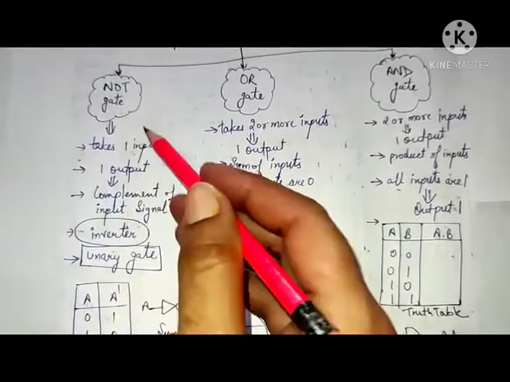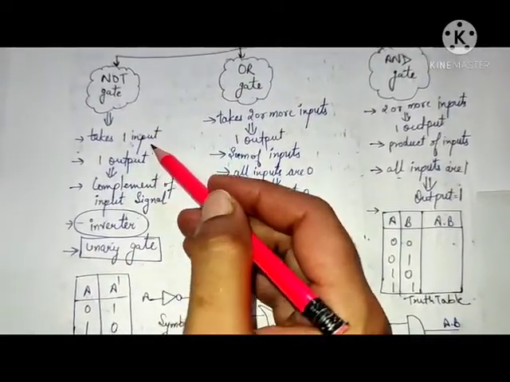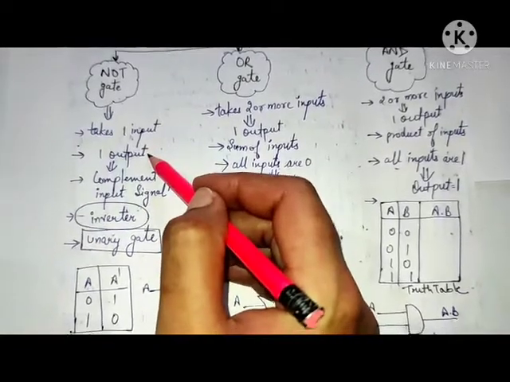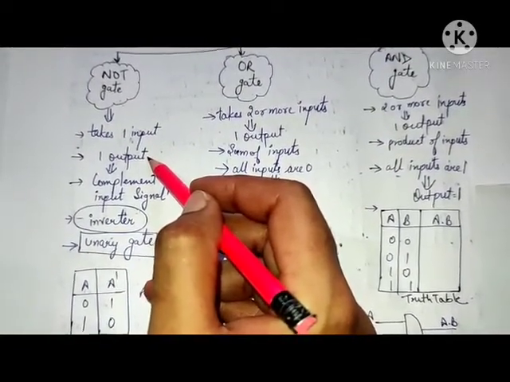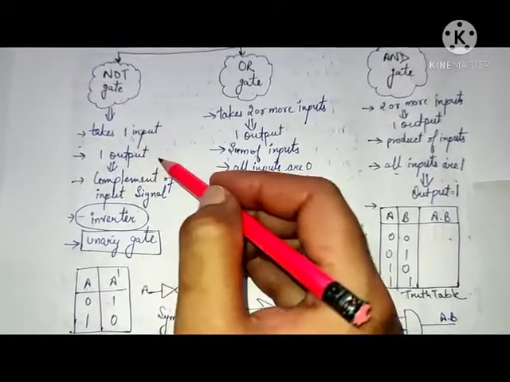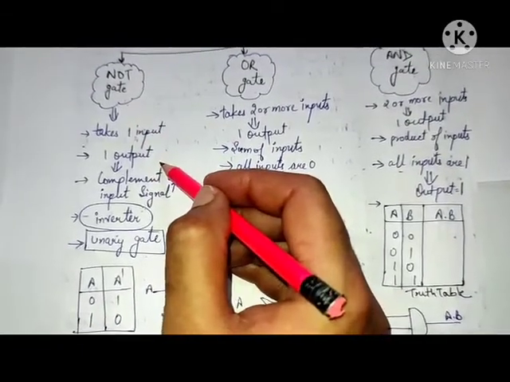NOT gate takes one input and produces one output. Yes, this gate is an exception of the logic gates. This gate contradicts the definition of the logic gate.